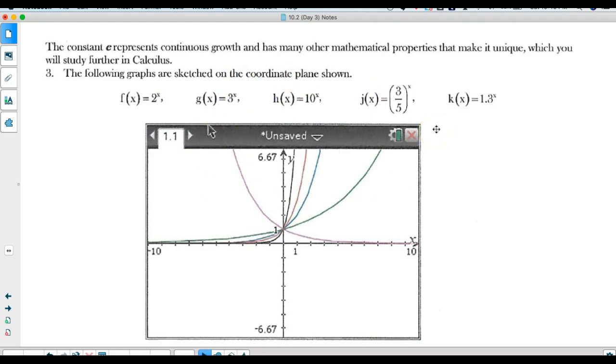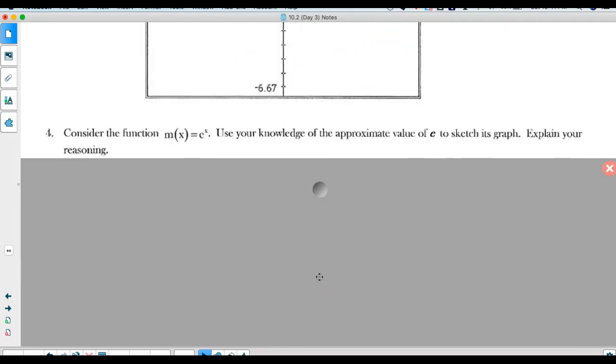If I had to match these graphs, only one of these is a decay function. 3 over 5 is less than 1, so that's got to be this one. Then I have b values of 2, 3, 10, and 1.3. The one that's 1.3 grows the slowest. The one that's 2 is the next fastest growing, that's the blue one. The red one would be 3 to the x, and the biggest b value would be the steepest curve.